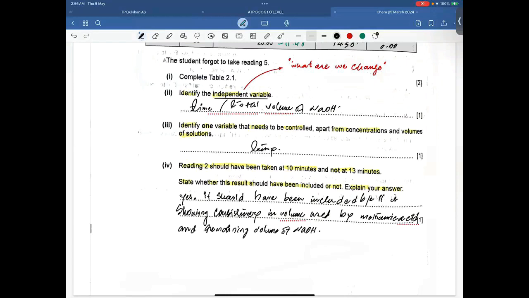All right. Also, rate of reaction depends on time because it changes linearly. Depends on time.